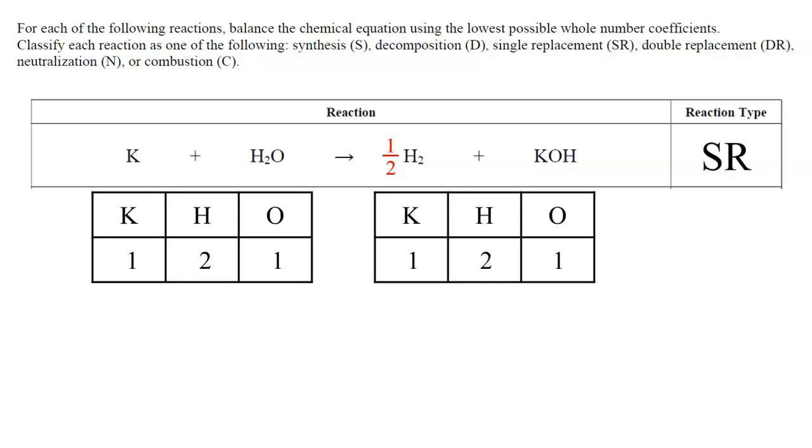This equation is technically balanced at this point, but I'm going to multiply each of these 4 coefficients by the number 2 so I can get rid of that fraction of 1/2.